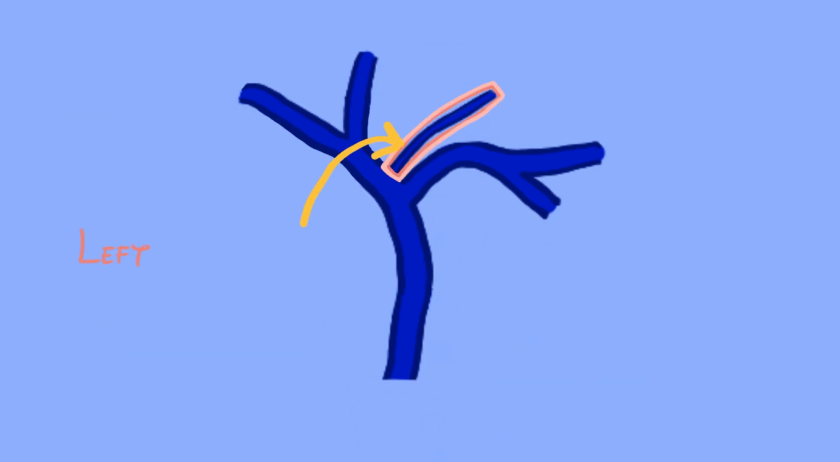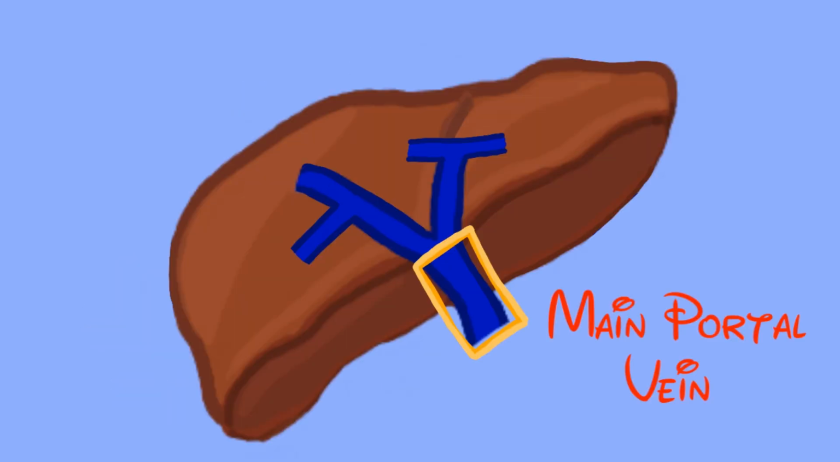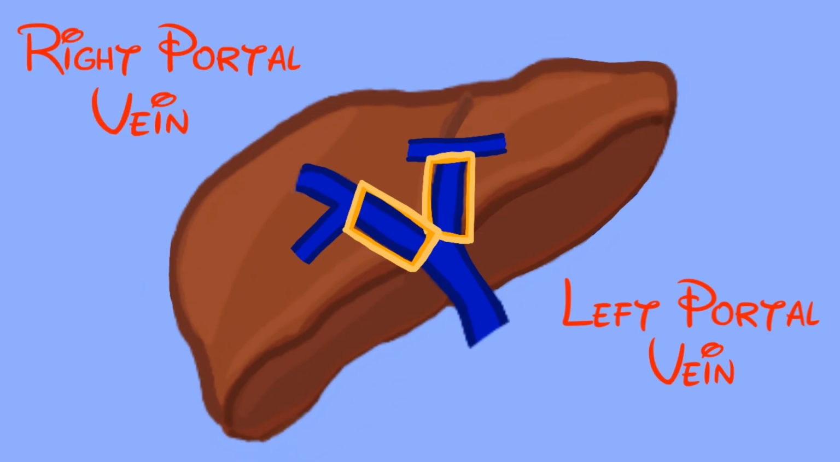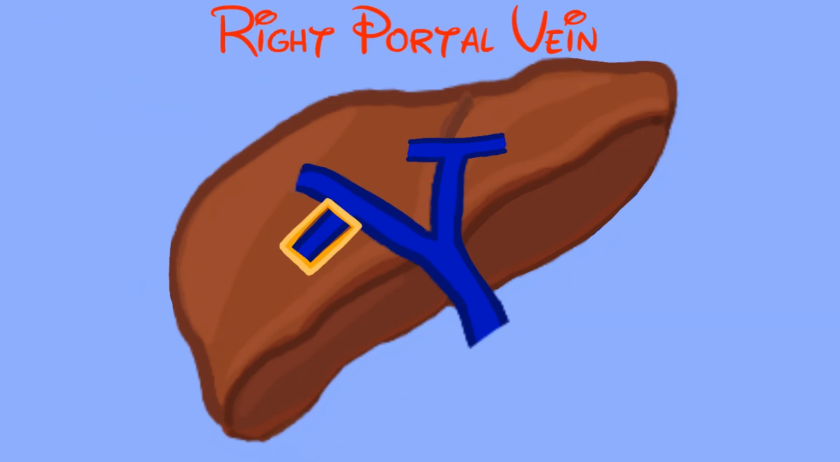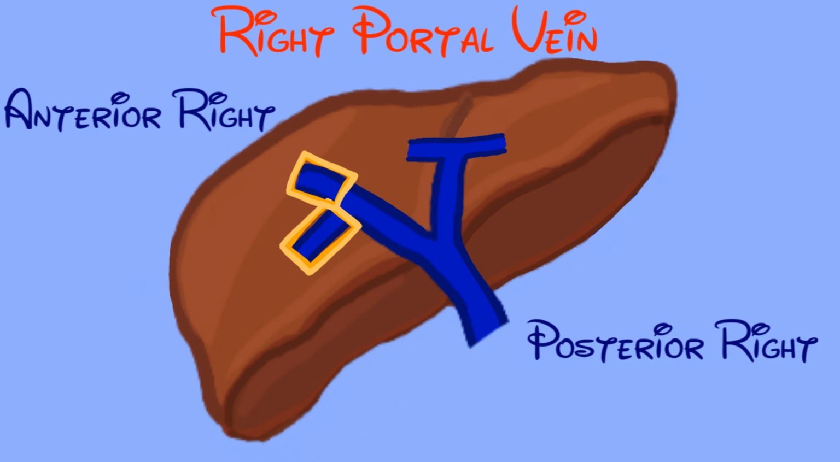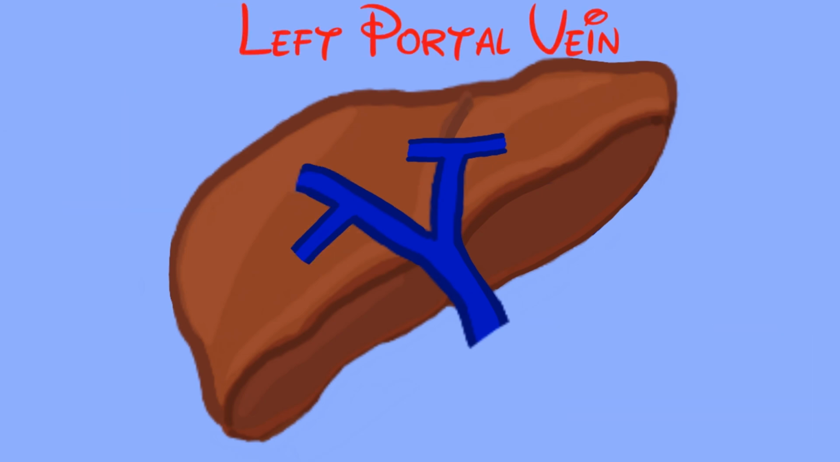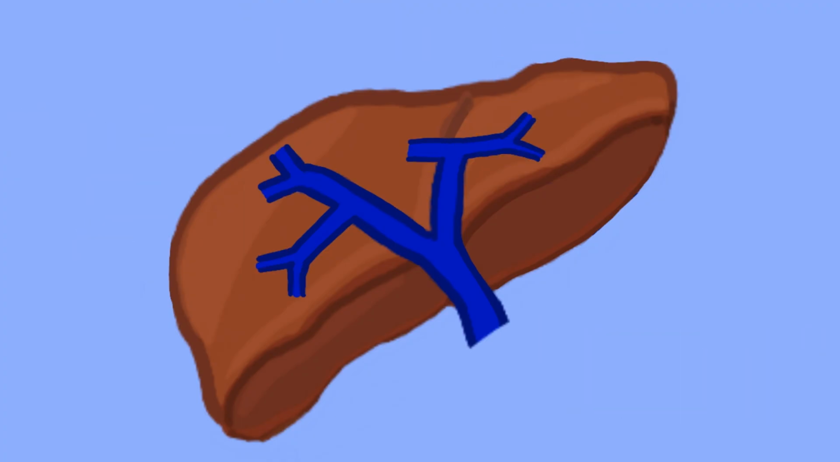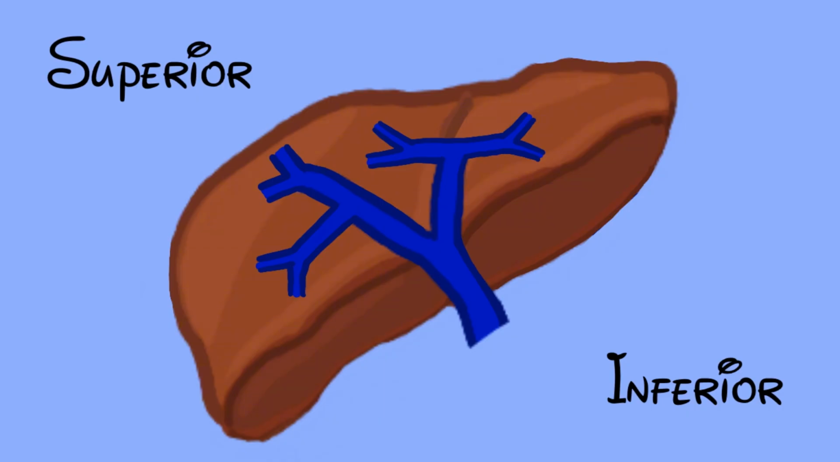Then the left gastric vein from the stomach drains into the main portal vein. The main portal vein bifurcates into the left and right portal veins. The right portal vein bifurcates into the posterior and anterior right portal veins, and the left bifurcates into the lateral and medial left portal veins. Then those four split into superior and inferior segments.